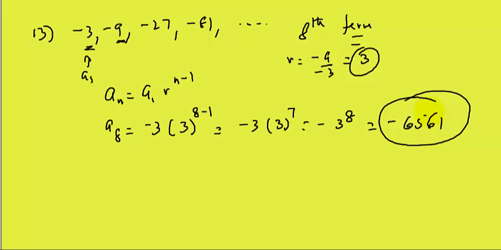Okay, that is the 8th term of this geometric sequence. Alright, let's move on down to the next problem. This is 16. They give us a sub 1 is equal to 1. They give us the ratio equal to 2. And they want you to find the first term, common ratio, find the 8th term.